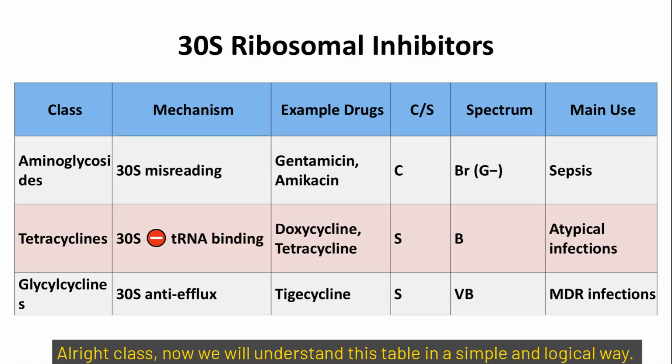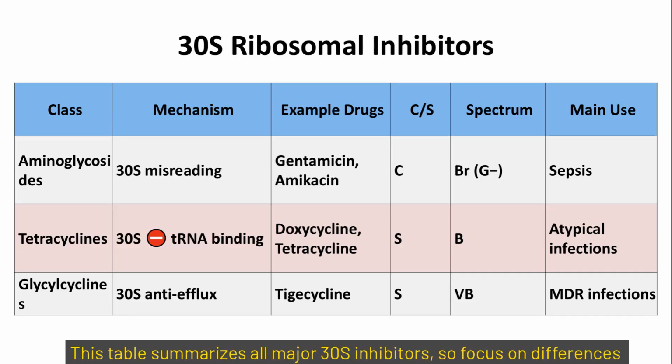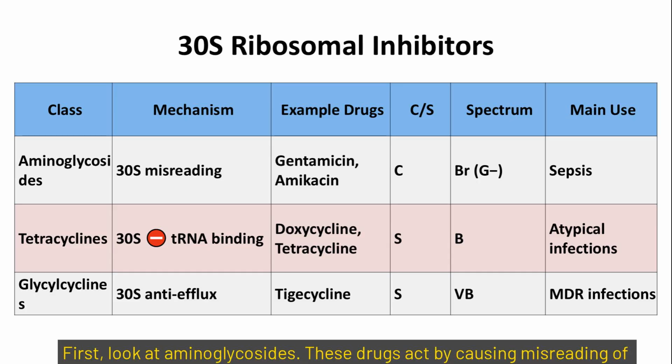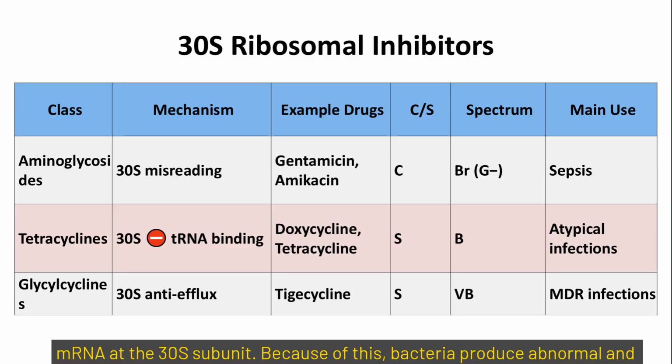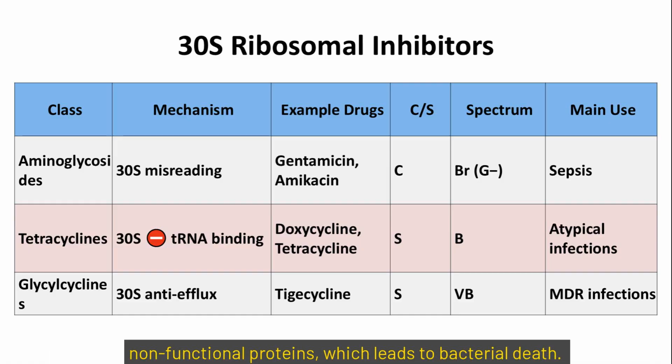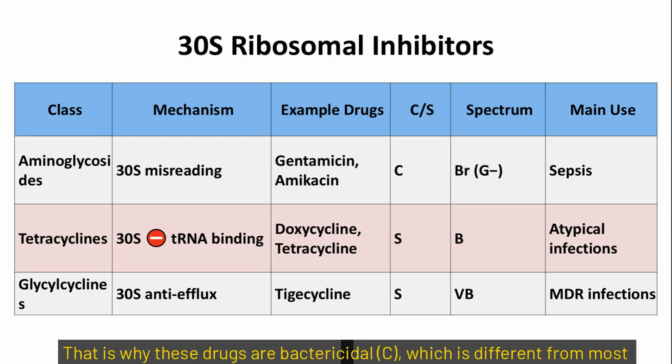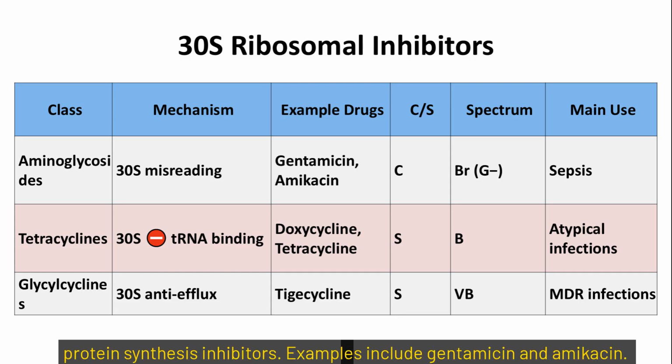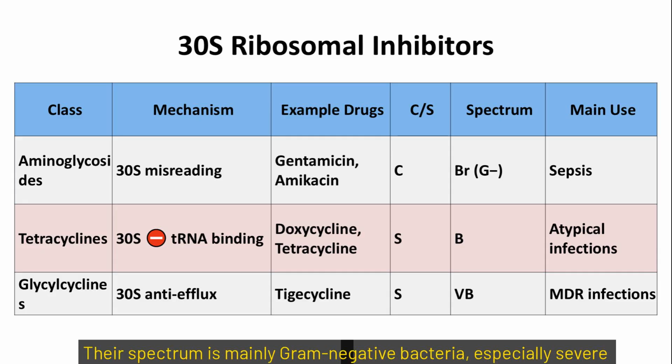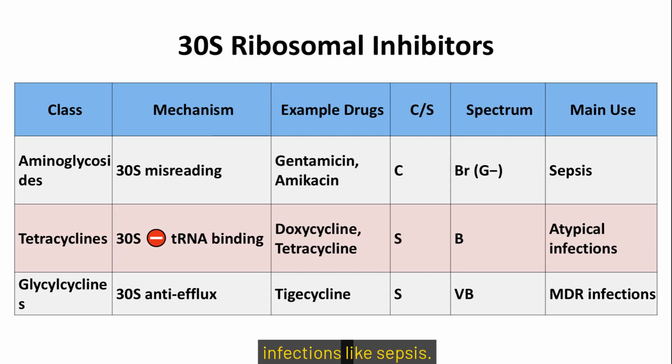Alright class, now we will understand this table in a simple and logical way. This table summarizes all major 30S inhibitors, so focus on differences between the classes. First, look at aminoglycosides. These drugs act by causing misreading of mRNA at the 30S subunit. Because of this, bacteria produce abnormal and non-functional proteins, which leads to bacterial death. That is why these drugs are bactericidal, which is different from most protein synthesis inhibitors. Examples include gentamicin and amikacin. Their spectrum is mainly gram-negative bacteria, especially severe infections like sepsis.